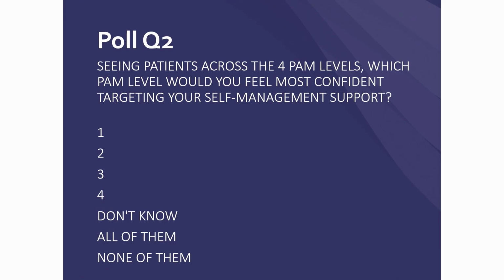This could be levels 1, levels 2, the kind of early steps towards self-management. The other responses are level 3, level 4, the more confident and the more able self-managers. Don't know if you're not sure. All of them for those that are very confident in providing self-management support, or perhaps none of them.